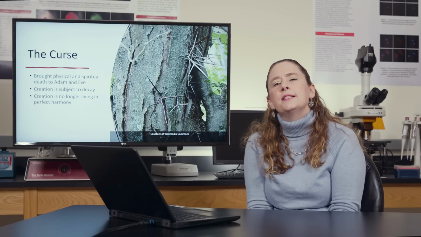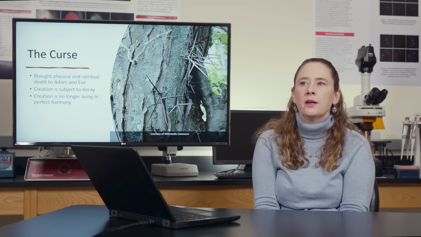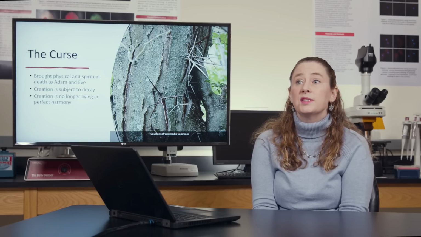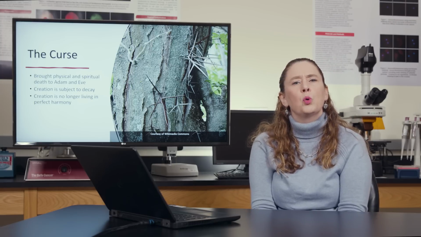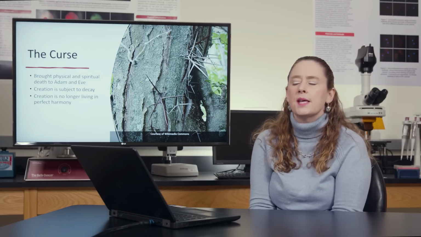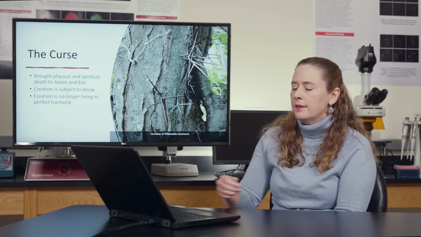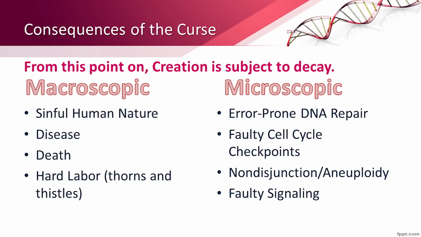Another thing that we see still today is that creation is no longer living in perfect harmony. Homeostasis isn't perfect. There's disease and there's death, but also even the relationship of organisms to one another is no longer perfect. And all of this has happened because of sin. There are definitely things that we see at the macroscopic and microscopic level that are all consequences of the curse. And this is by no means a comprehensive list of consequences, but it's a few examples.